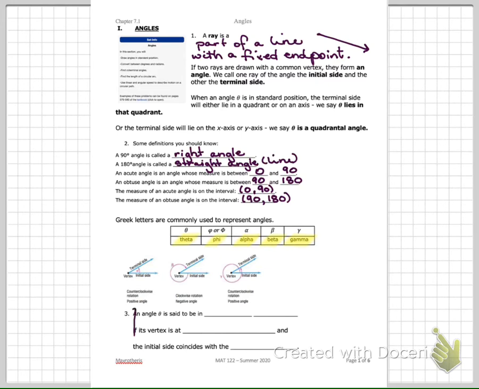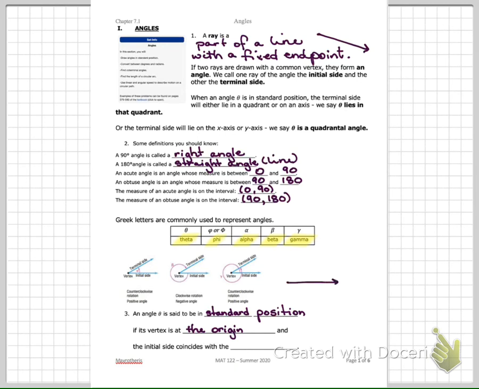Okay? Here is the positioning for our angles. Our initial side is always the positive x-axis. We want that line flat on the positive side. And so then down here in number 3, we say our angle is in standard position if the vertex is at the origin, so we're thinking about orienting this on our XY plane.